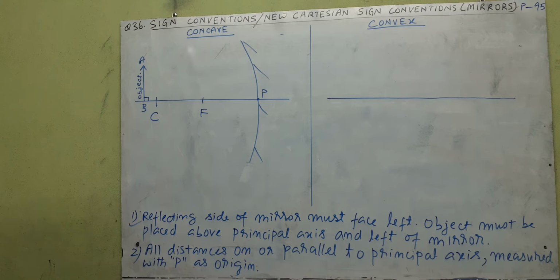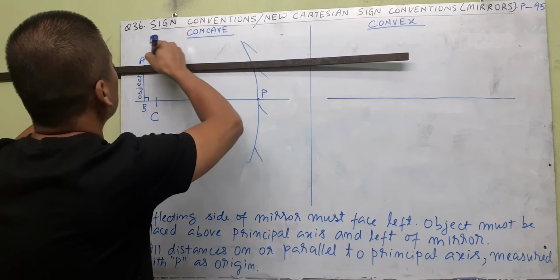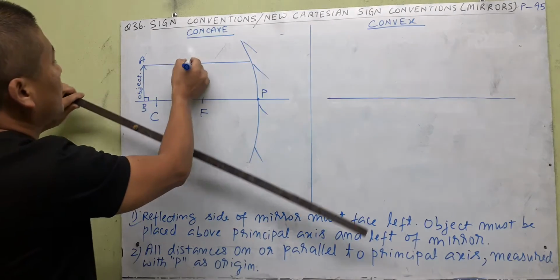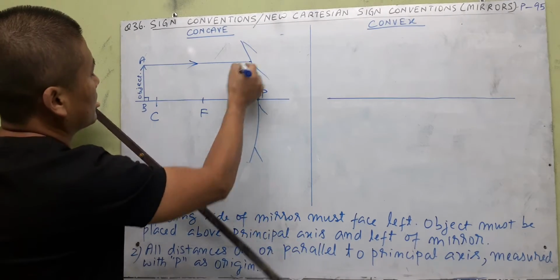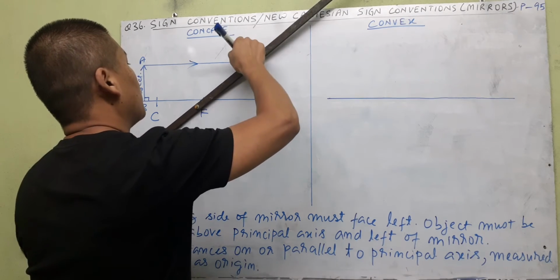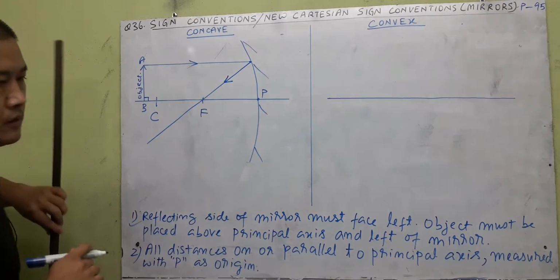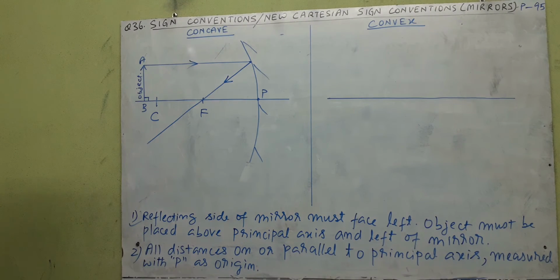Next, let us draw a ray parallel to the principal axis starting from the top of the object. We already know this is the incident ray. After striking the mirror, you know it will reflect, because the mirror's only job is to reflect, and go to the focus. That is the reflected ray.